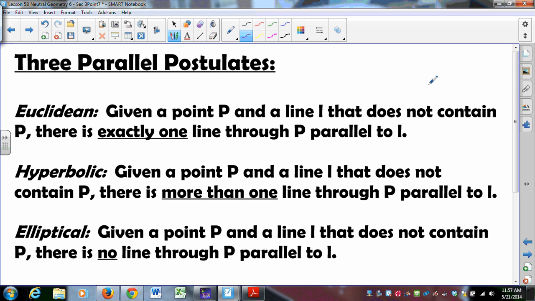And all I want to say about these in this section is the following. The elliptical is not consistent with neutral, because we will prove very soon that neutral geometry allows for parallel lines. And as soon as your geometry allows for parallel lines, the elliptical parallel postulate is gone. So there are geometries where that works, but neutral is not one of them.